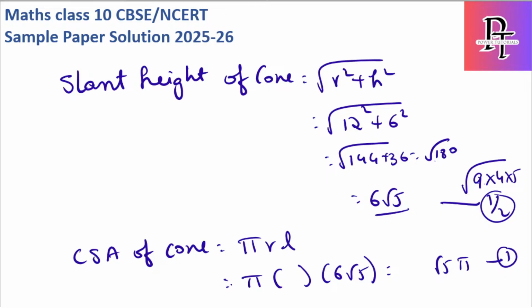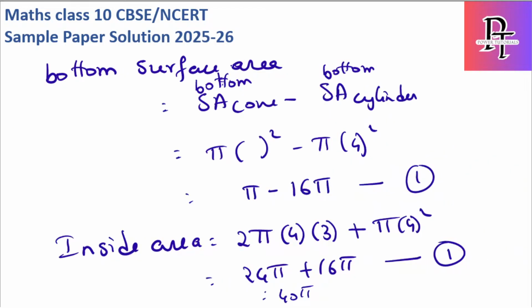And then CSA of cone, which is pi into r into l. r of cone is 12 here. l is okay, 12 6s are 72, so it should be 72 root 5. Okay, and then we have the next part, bottom surface area, which is pi into 12 square, so it is 144 pi minus 16 pi. Okay, so 144 minus 16 is how much? 128 pi.